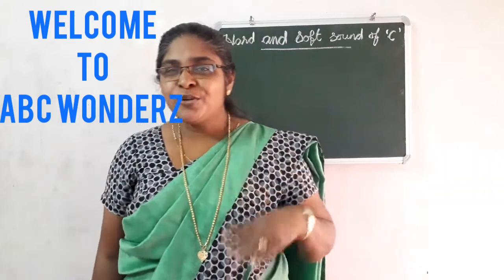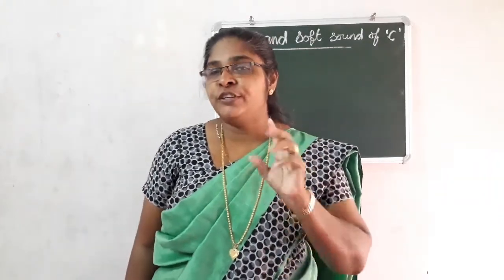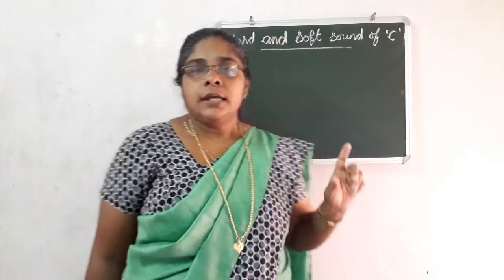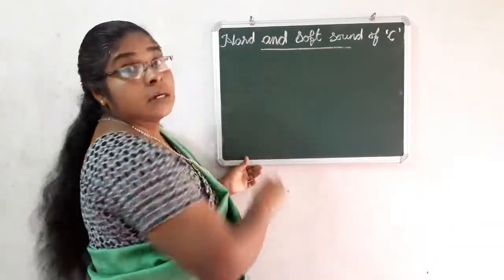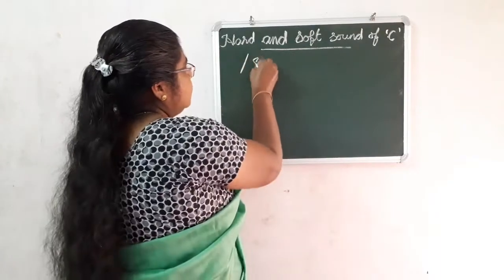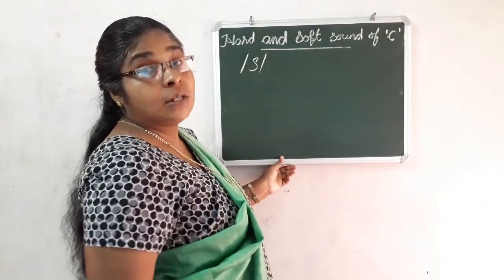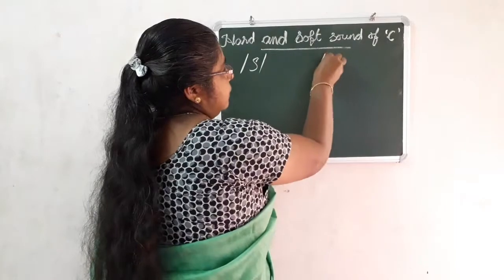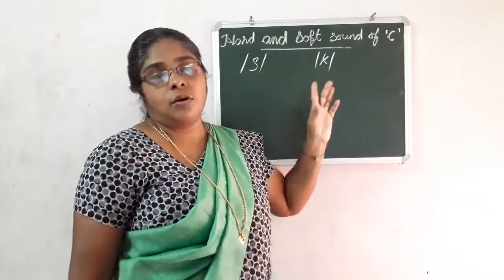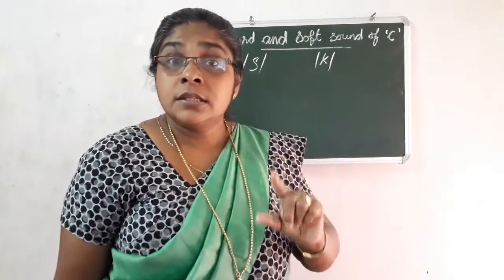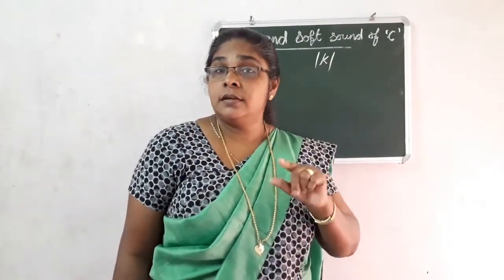In this video, I am going to explain the hard and soft sound of C. The soft sound of C is S. The hard sound of C is K. This is the soft sound and this is the hard sound.